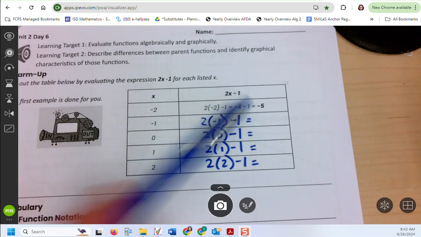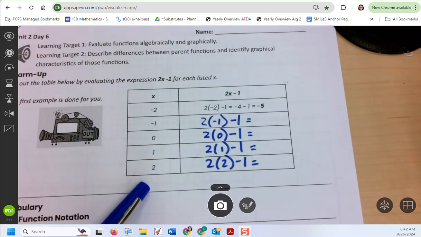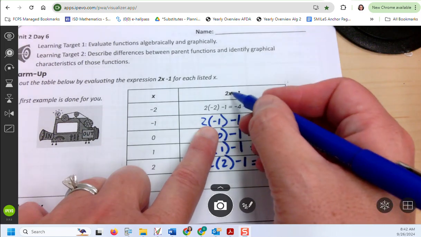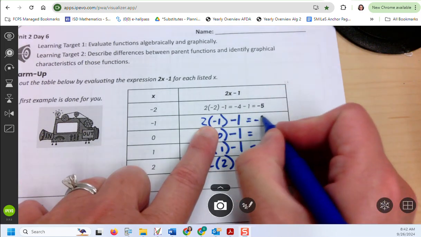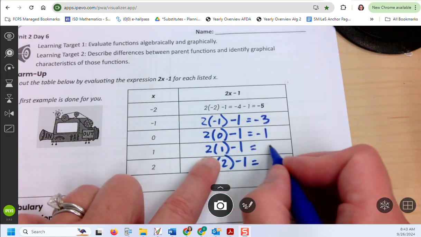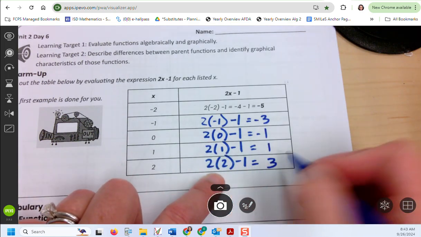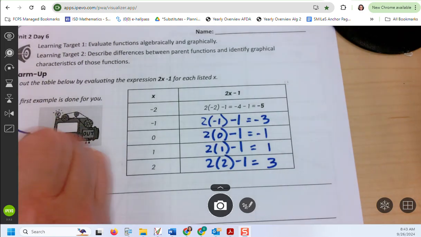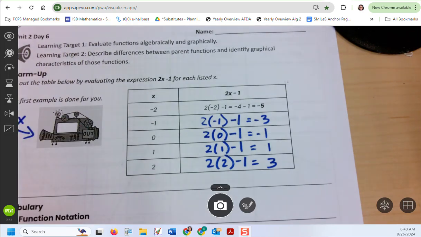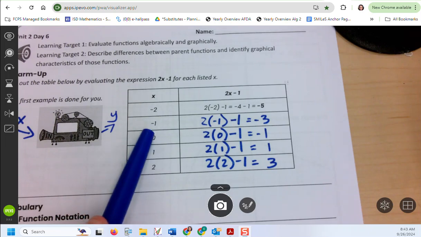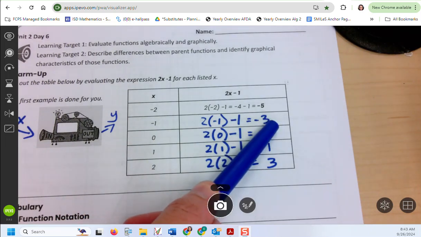So in the warm-up, we're making a table of values just by substituting these numbers in for x. And so each number will go in for x. 2 times negative 1 minus 1, you should get negative 3. 2 times 0 minus 1. 2 times 1 minus 1. And 2 times 2 minus 1. And this over here is a picture of a function machine, which means you put your x into the function, and then you get the y out of the function machine. So I put the negative 1 in, I get out the negative 3.